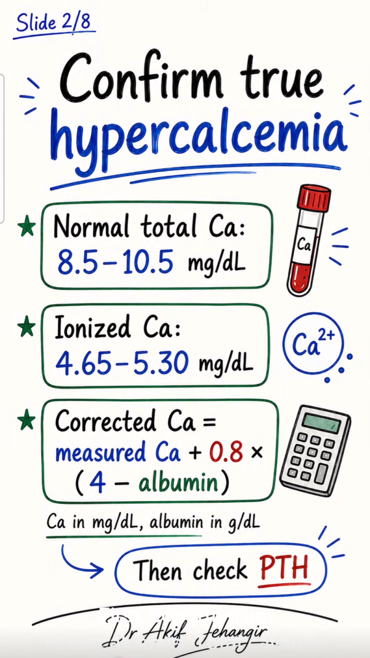First, confirm true hypercalcemia. Total calcium is usually around 8.5 to 10.5 milligrams per deciliter, and ionized calcium about 4.65 to 5.30 milligrams per deciliter, though lab ranges vary. If albumin is low, use corrected calcium. Corrected calcium equals measured calcium plus 0.8 multiplied by (4 minus albumin). Once it is truly high, move to PTH.